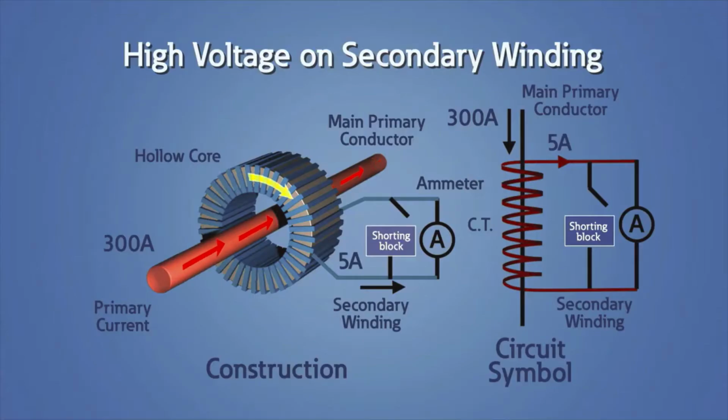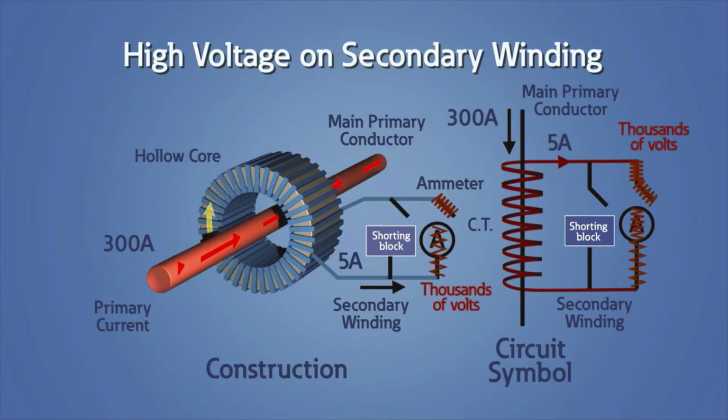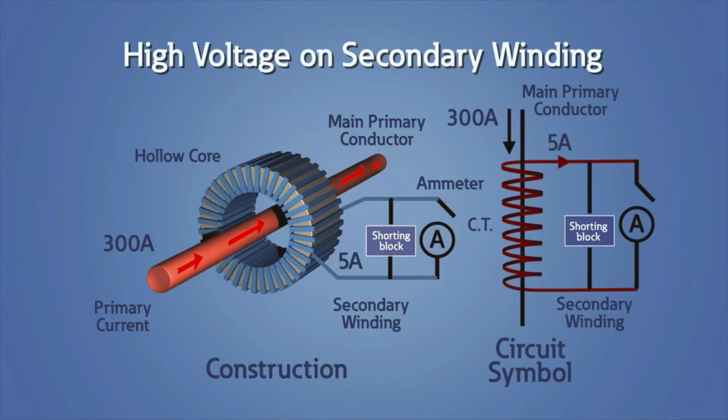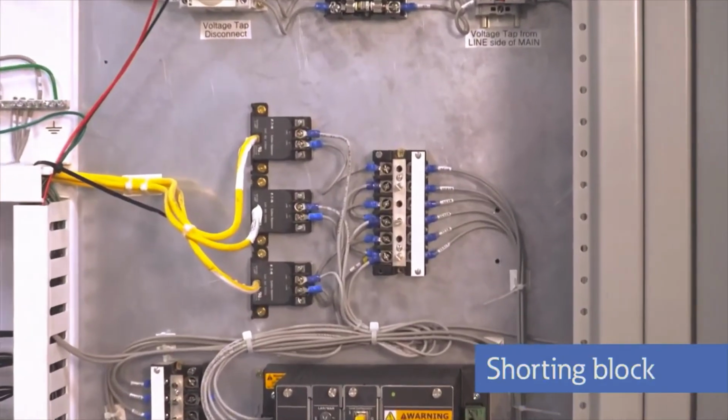But even though the current steps down 300 amps to 5 amps, the voltage will step up on the secondary winding. An open circuit on the CT secondary winding can have dangerously high voltage of thousands of volts. When CTs aren't in use, they should always have their secondary winding shorted for safety by using a shorting block or a temporary jumper.